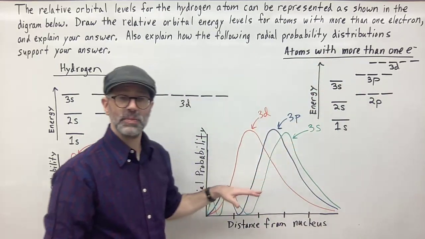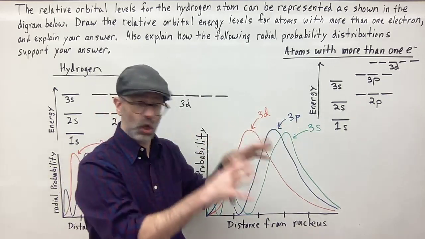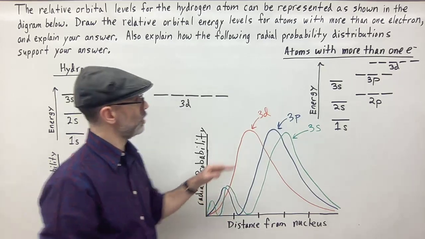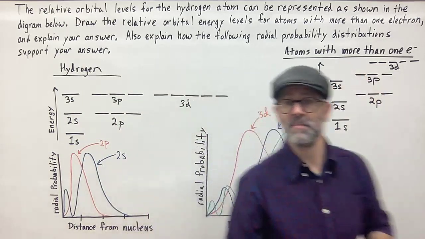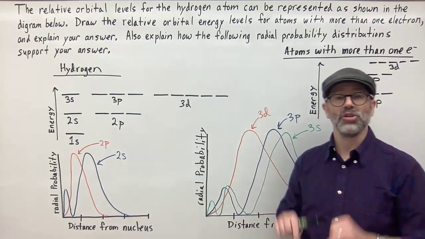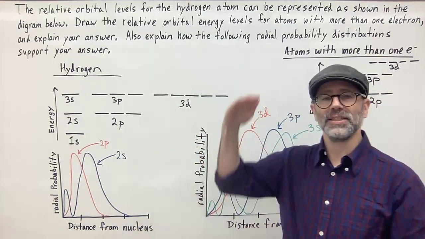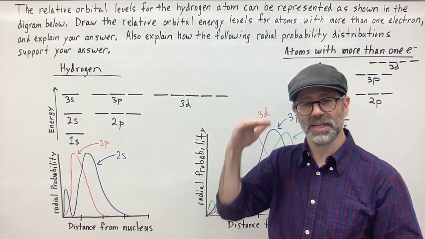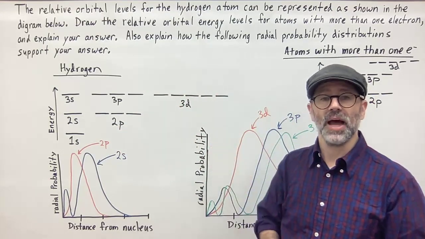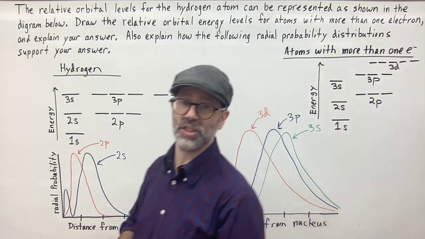So again, it's because the 3s and the 3p are able to penetrate closer to the nucleus due to these higher probability peaks over here that they have a lower energy than the 3d, and the 3s is still able to penetrate closer than the 3p, so it has a lower energy. The more you're able to penetrate closer to the nucleus, the lower your energy, because as you get closer to the nucleus, the electron lowers its energy. And we see that depicted here in the radial probability distribution maps.